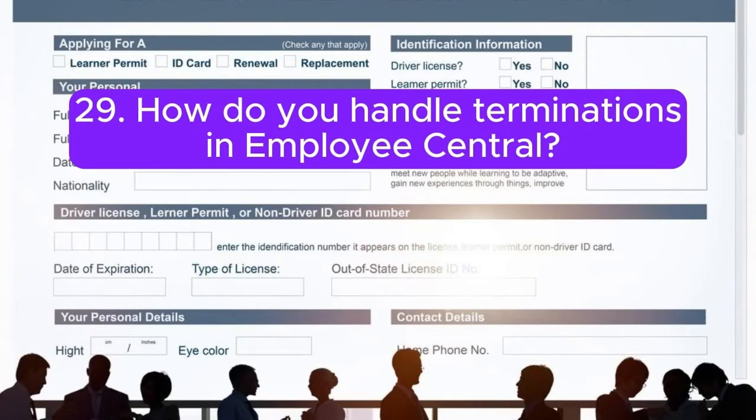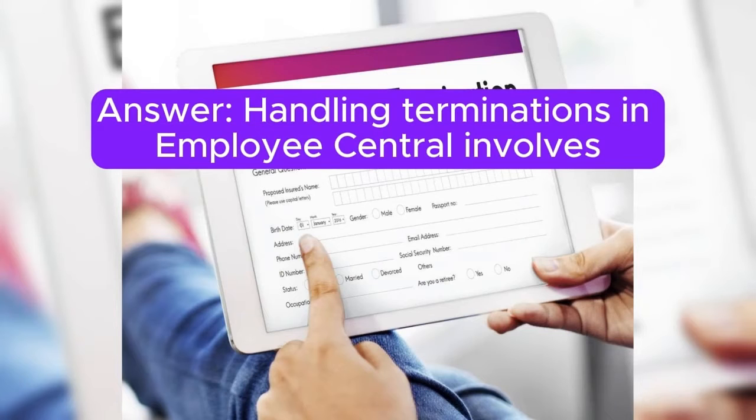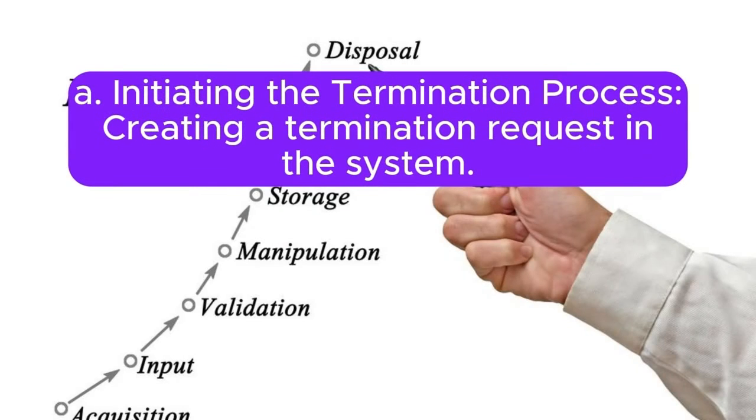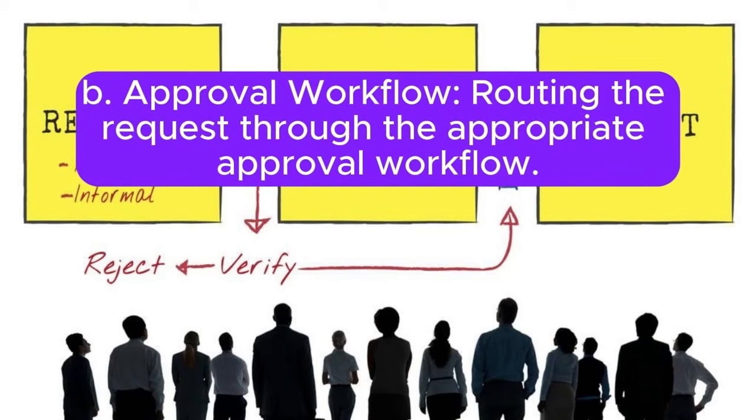29. How do you handle terminations in Employee Central? Answer: handling terminations in Employee Central involves A. Initiating the termination process, creating a termination request in the system. B. Approval workflow, routing the request through the appropriate approval workflow.